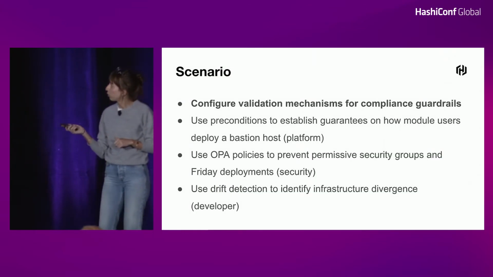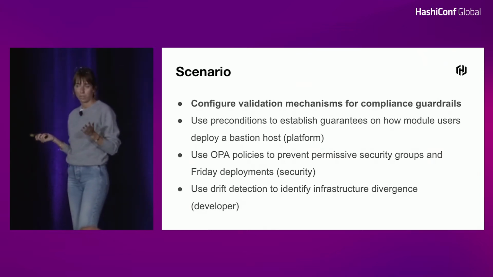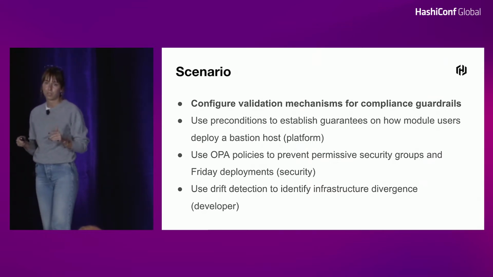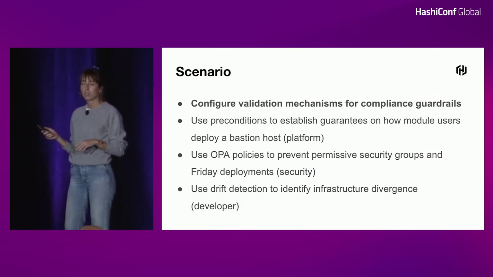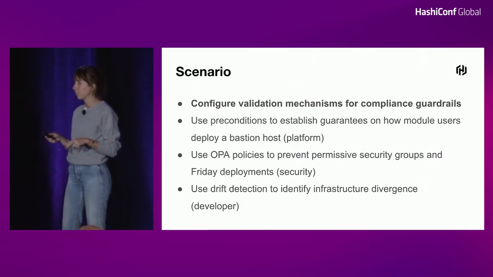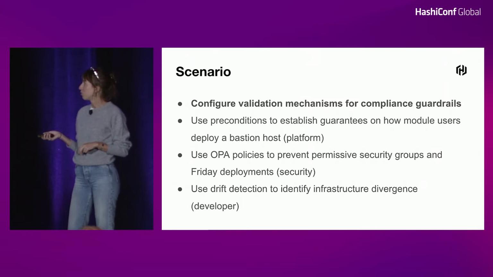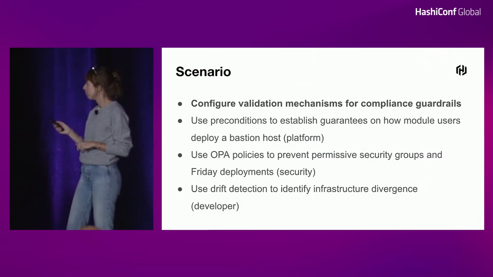The scenario I'll walk you through configures all those different compliance guardrails. First, I'm going to show you how to use a precondition to, as we discussed, establish a guarantee on how someone uses a module, specifically to not over-provision a bastion host. Then I'm going to use OPA policies to both prevent overly permissive security groups and block Friday deploys to give you all a peaceful weekend. And then we're going to use drift detection to identify infrastructure divergence. So maybe someone worked around the policies. We're going to see how drift detection catches that.